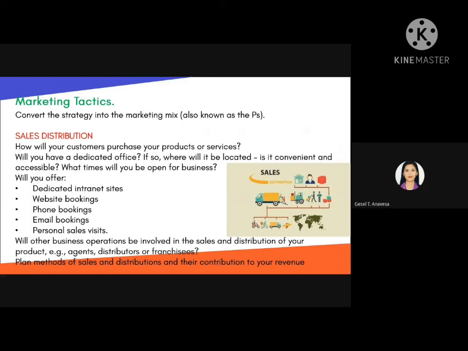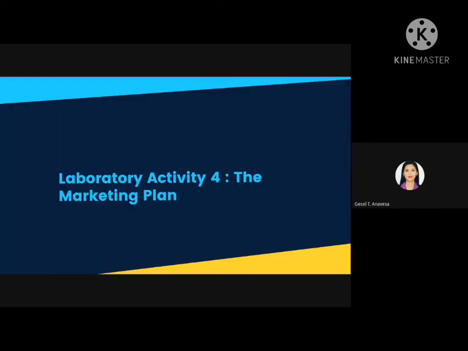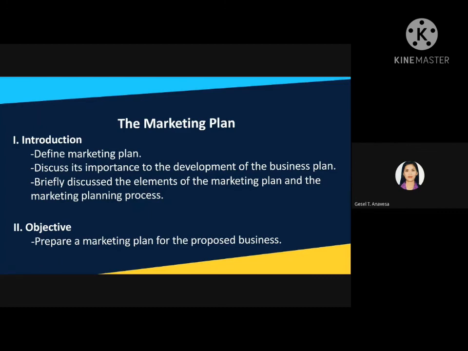Now, activity 4: the marketing plan. For activity 4, you are going to make a marketing plan. Here you have to make an introduction. You have to define what a marketing plan is, discuss its importance to the development of the business plan, and briefly discuss the elements of the marketing plan and the marketing process. The introduction is to be done individually.